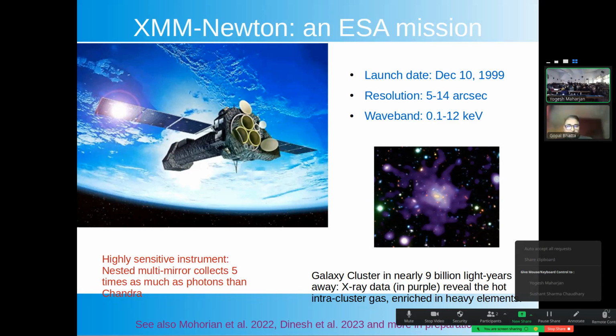One of the pictures I show you is again a galaxy cluster 9 billion light years away. And this purple is actually a composite image of Chandra and Hubble. The X-ray is shown in purple color. And again, these are the gas plasma that are heated in the deep gravitational potential well of the cluster.